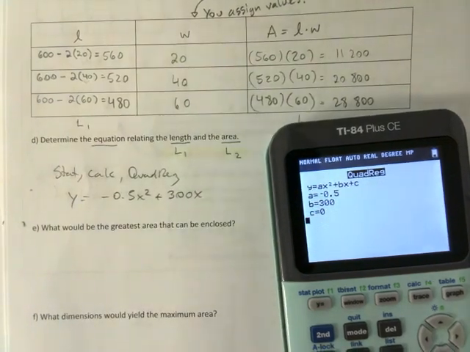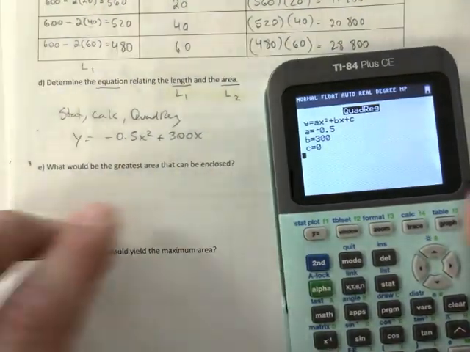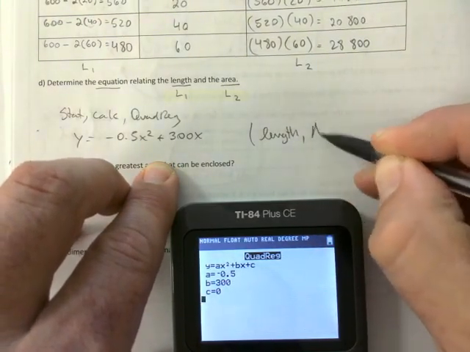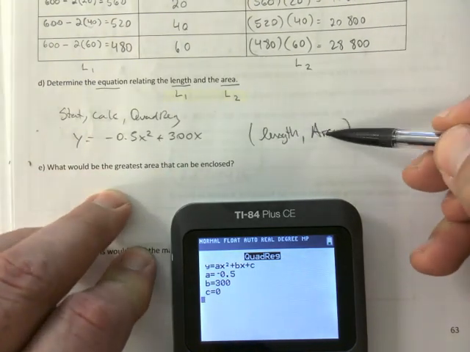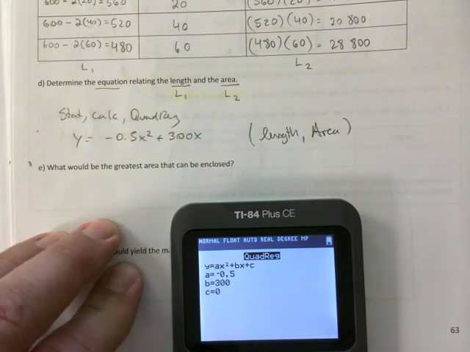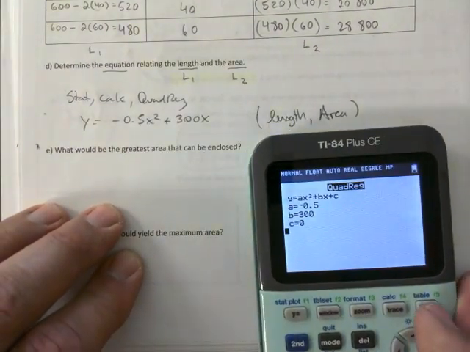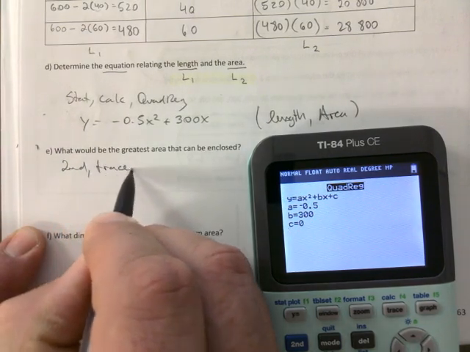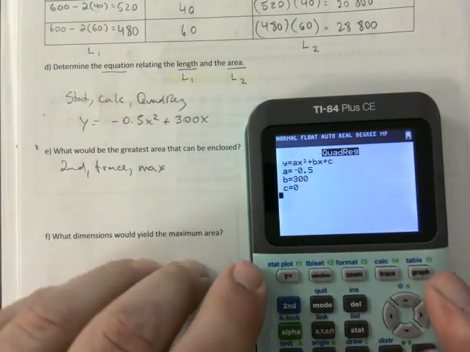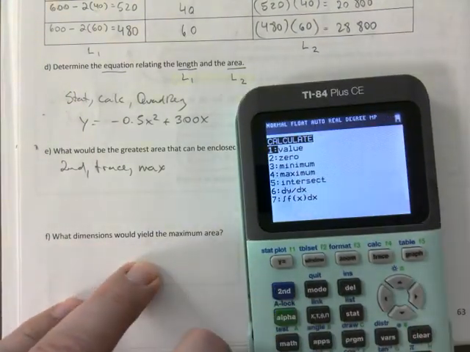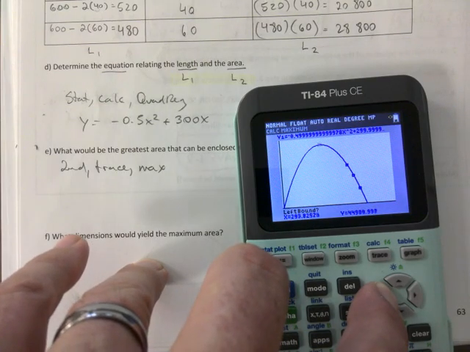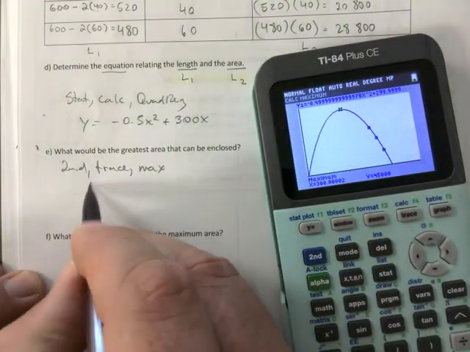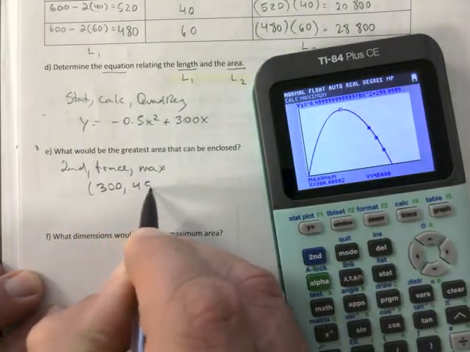What would be the greatest area that can be enclosed? Remember, every single point right now is length and area, right? It's just like before it was price and profit or number of items and profit, whatever you ended up picking. So we're going to find the vertex, right? Second trace, max. And let's go find the vertex. Trace max. 10. So there it is. 45,000.